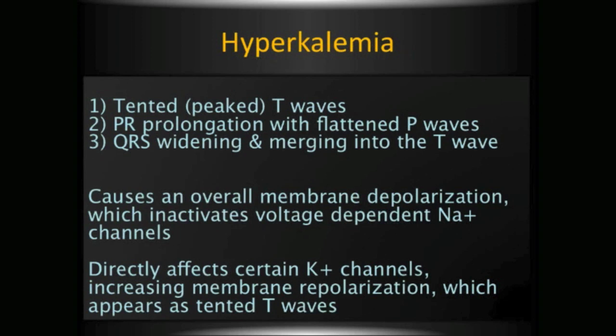The inactivation of these sodium channels leads to the prolonged PR interval with P wave flattening as well as the QRS widening. Now what about the peaked T waves? Elevated potassium directly increases activity within certain potassium channels, increasing membrane repolarization, and this appears as tented T waves on the cardiogram. So elevated potassium has both a direct and indirect effect.